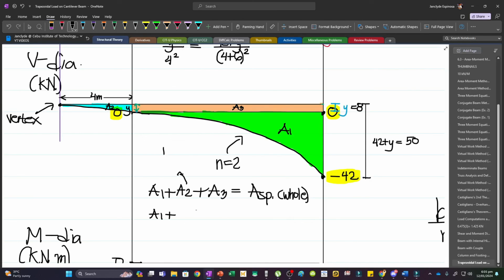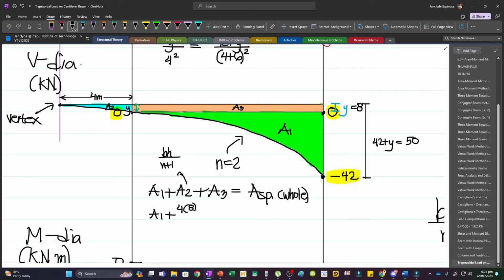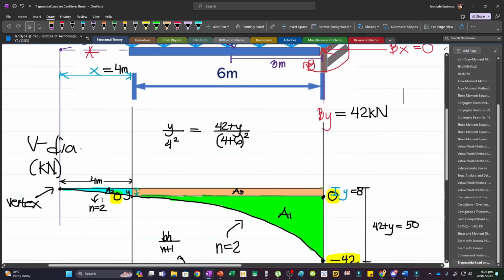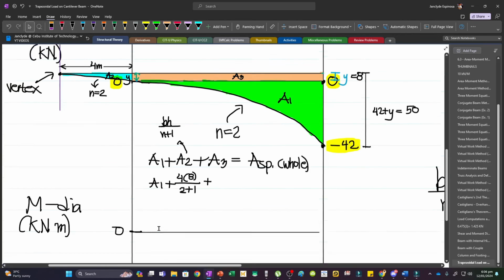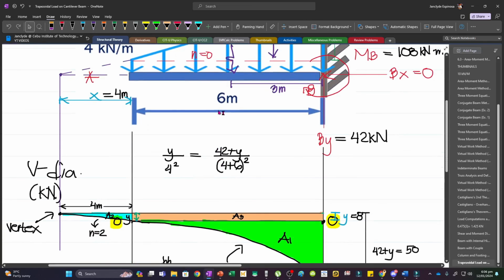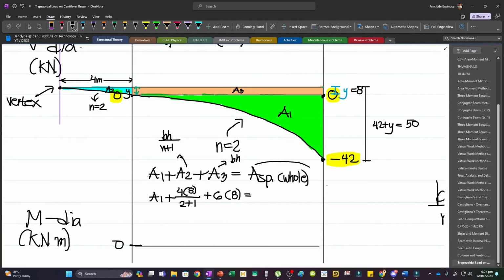And so we will use BH over n plus 1. Now our base is 4 meters, and then our height is 8 kN, because again, this is 8. And so we have 8, and then divided by n plus 1. Our degree here will also be 2, because again, the whole loading is already a triangular load. And so n is equal to 1 here, and so here it will be 2. And so this will be 2 plus 1. And then plus A3, which is just base times height, since this is only rectangular. So the base is 6, and then the height is 8. And then this is equal to the area of the whole spandrel.